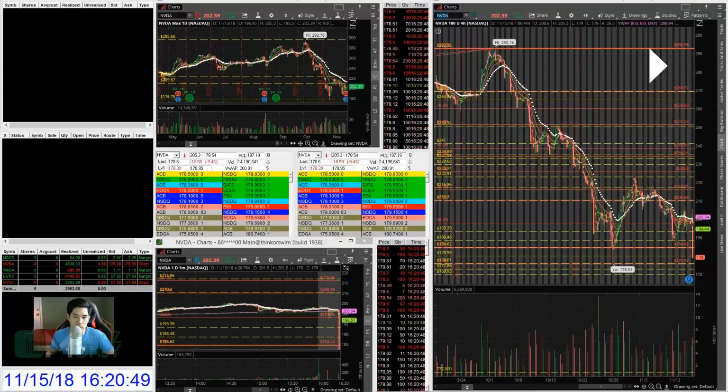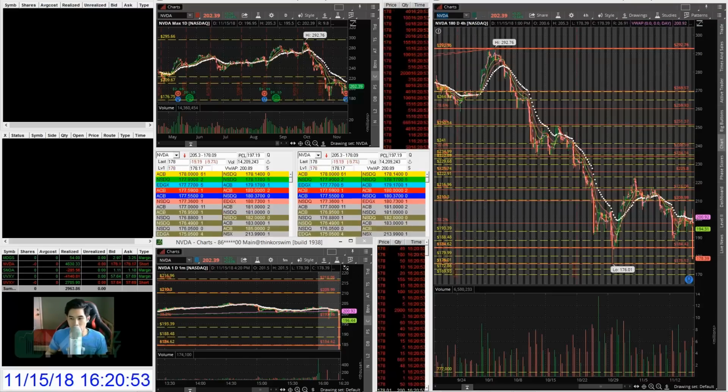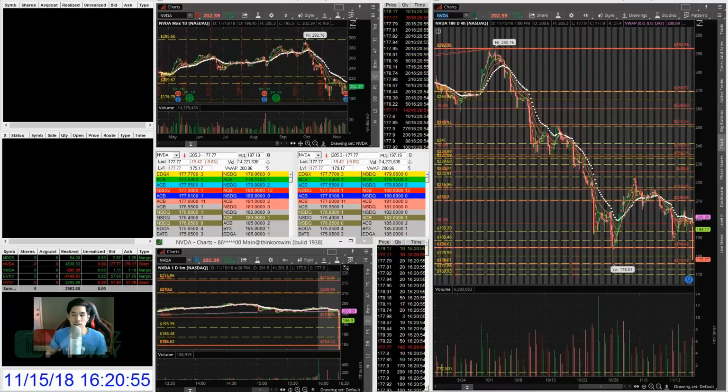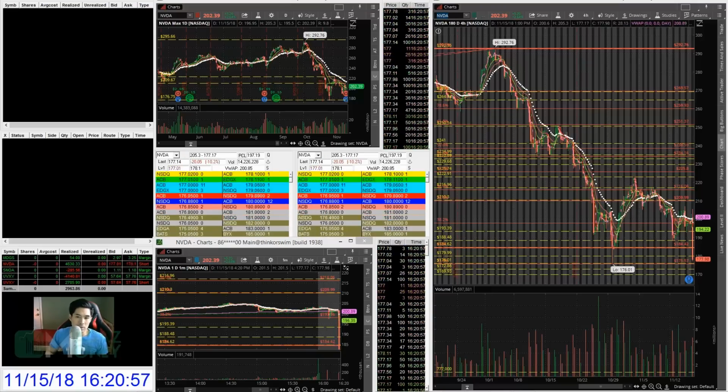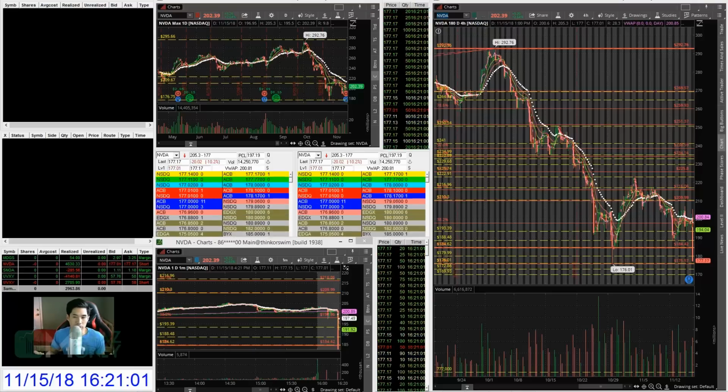So Nvidia, you'll see, it'll end up going a little bit lower. I do have a support level drawn here around the 175-ish area, and you'll see me flip to the long side for a bounce, as this stock pretty much has dropped around 30 points. 7% to 16 cents per share.